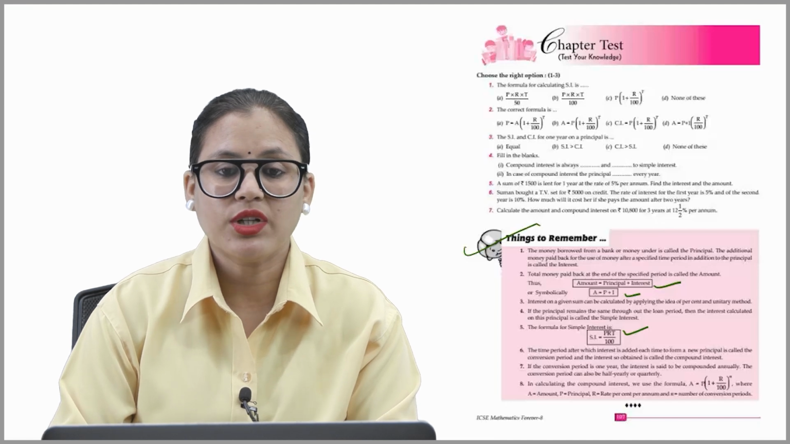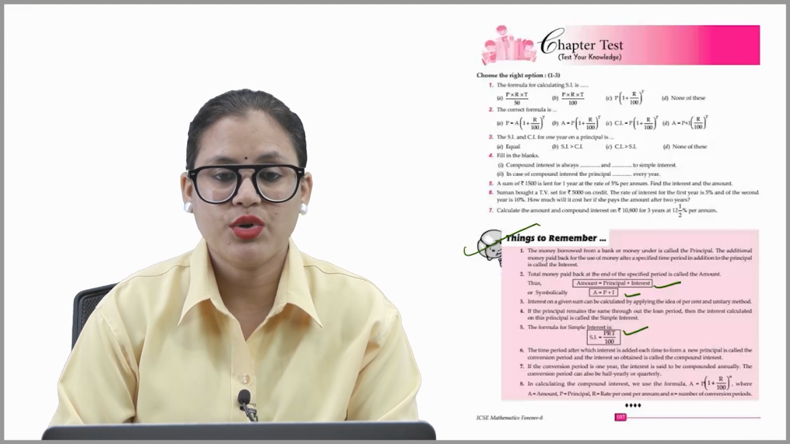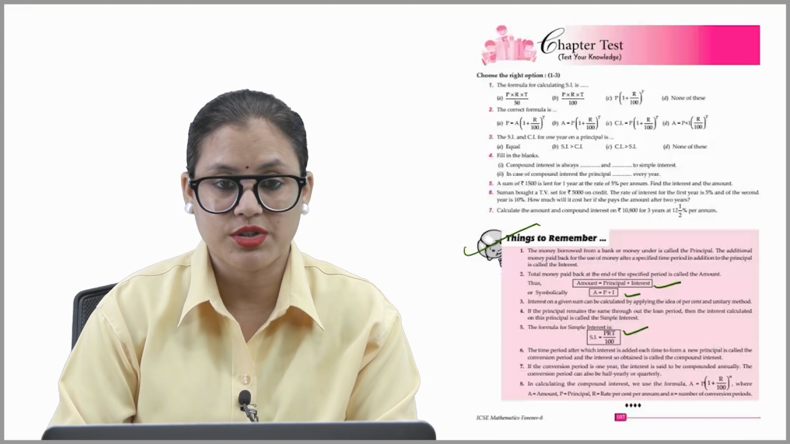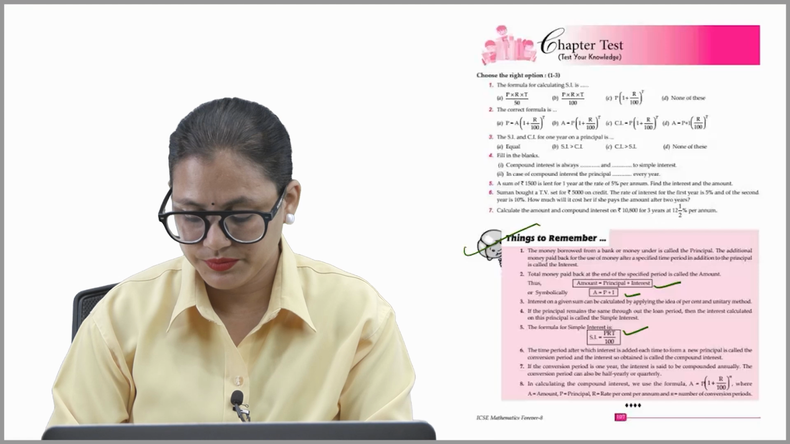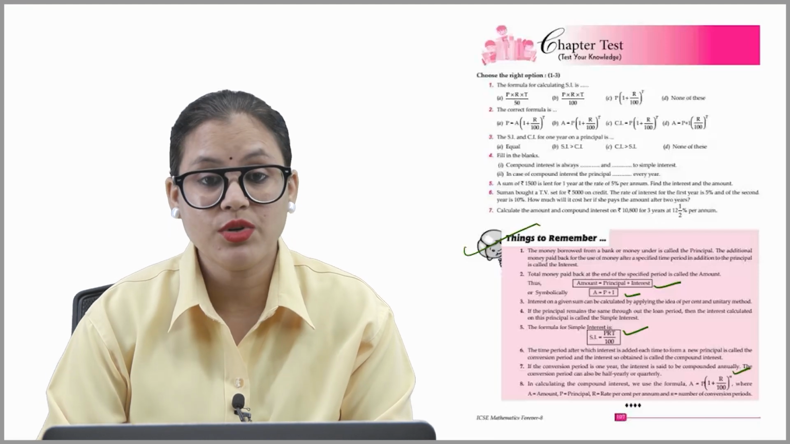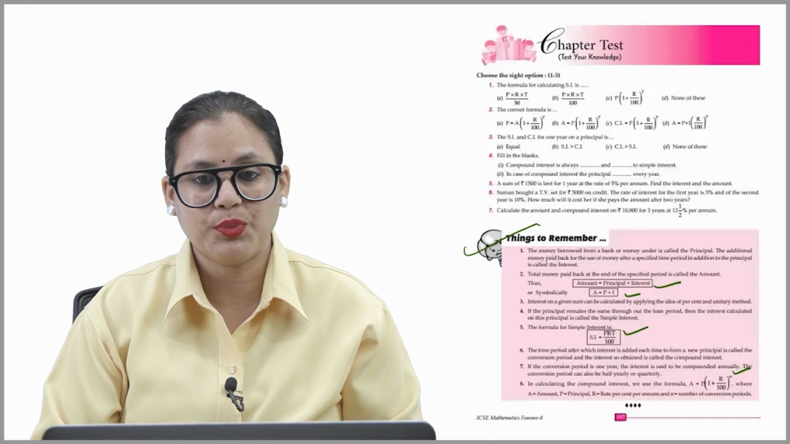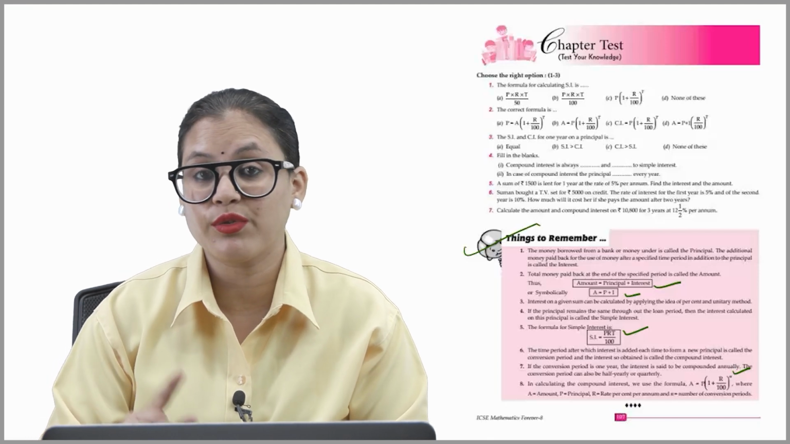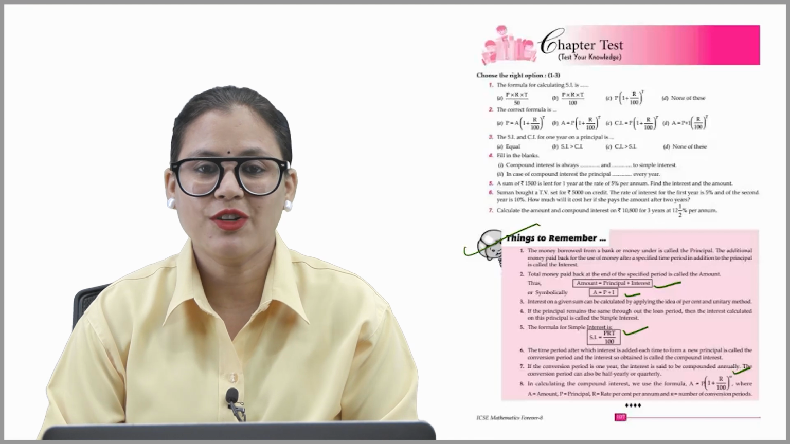7. If the conversion period is 1 year, the interest is said to be compounded annually. The conversion period can also be half yearly or quarterly. 8. In calculating the compound interest, we use this formula where A is equal to amount, P is equal to principal, R is equal to rate percent per annum, and n is equal to the number of conversion periods. Okay, students, now you will do practice of this chapter.